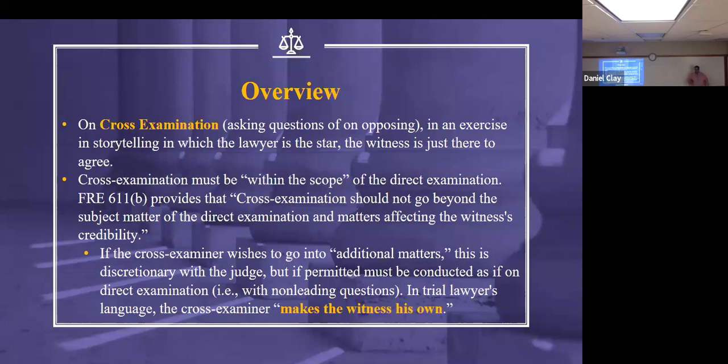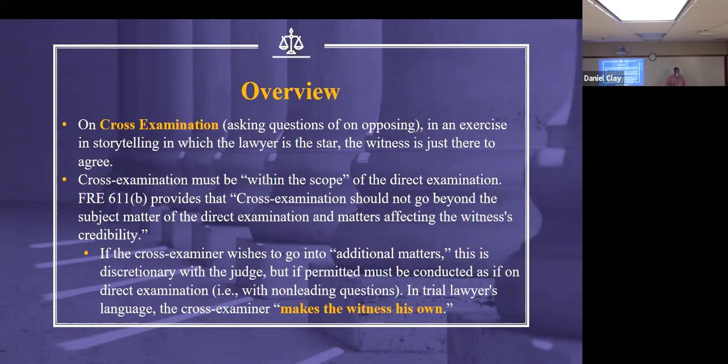But you have to switch then to open-ended questions. And that's where a lot of things get messed up, because suddenly you're making that witness your own. On cross-examination, the whole point is you're controlling that witness, right? Basically, you're telling the story, and the witness is just there to say yes to every question that you have. Right, so you're telling this story. If you go into a matter that wasn't covered in the direct examination, then you have to basically get the judge's permission and then ask open-ended questions, right? Who, what, when, where, why, and how.